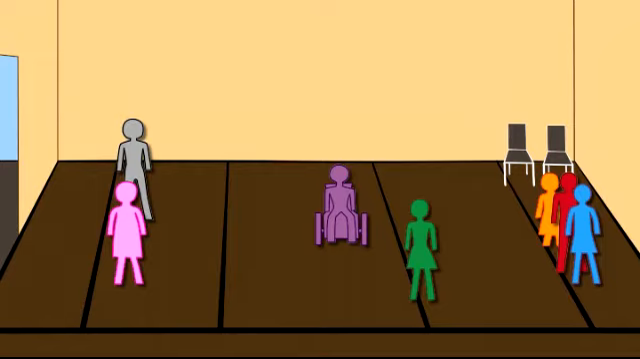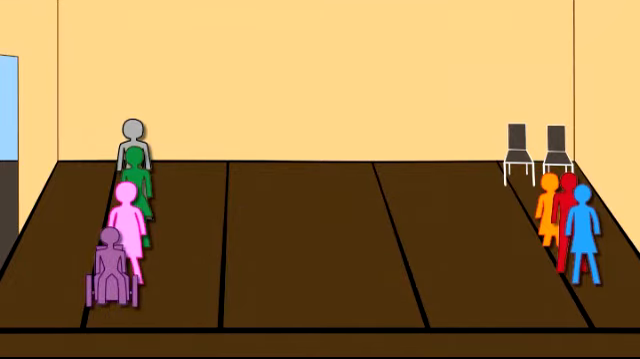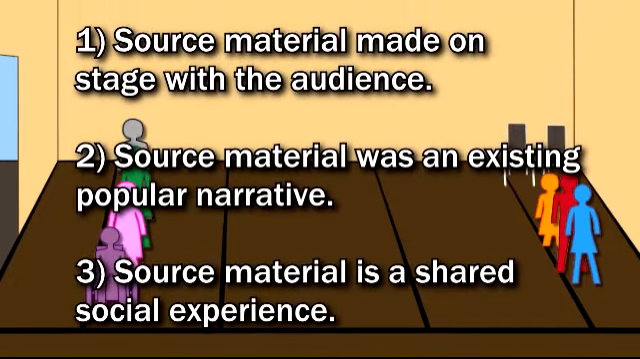Now, the only thing that really delineates these three examples is where the source material is. For the first one, the source material is created there in the moment with the audience, and then they just map it over another scene later on in the set. The second one was a popular narrative that already exists, and the third one is a shared social script or social experience. Now, this is one of the most powerful ones.